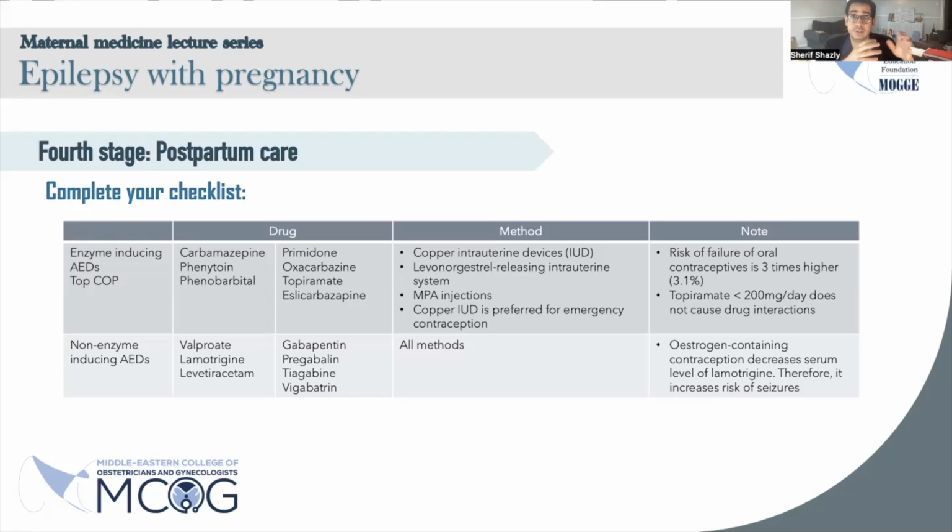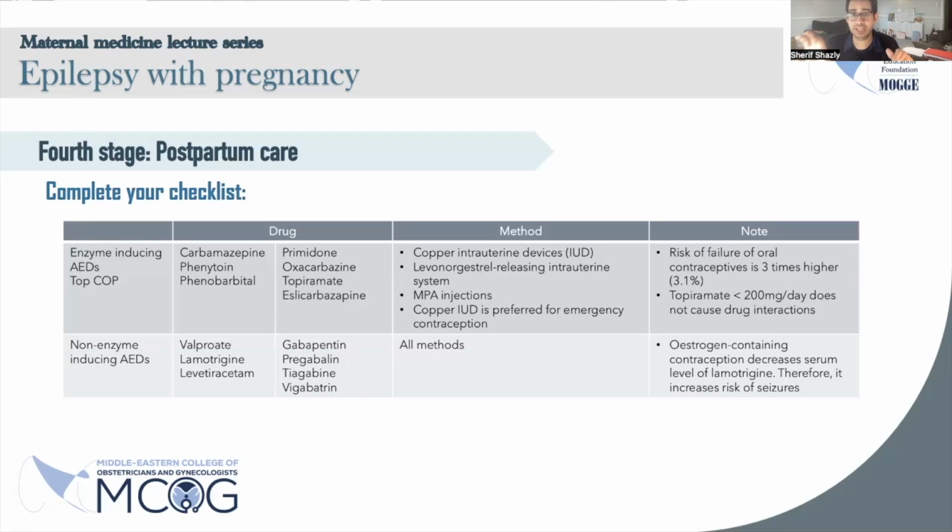The other thing is, if she's using non-enzyme-inducing epileptic medication, she should be fine. She can use whatever she wants as contraception. But there is one extra piece of information you should always remember. Remember that nice, friendly medication that we like in obstetrics, which is lamotrigine. It's nice, we like it, but it's always important to know that it should not be taken with estrogen-containing contraception.